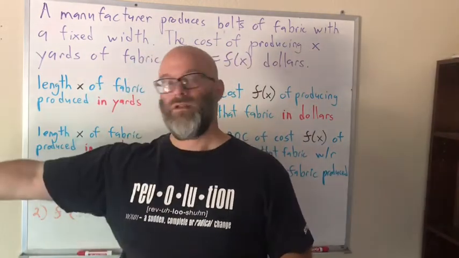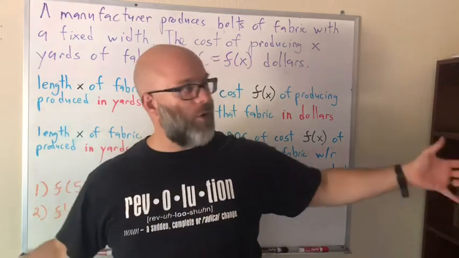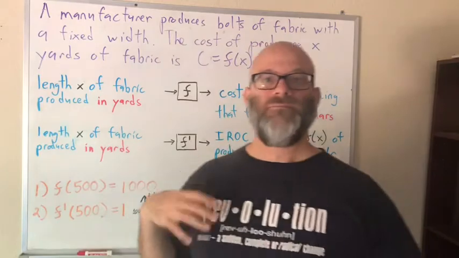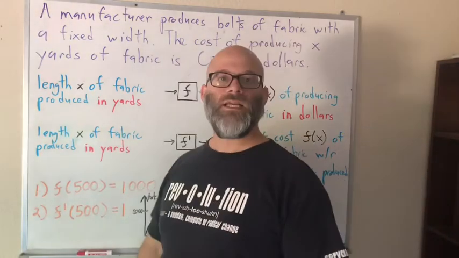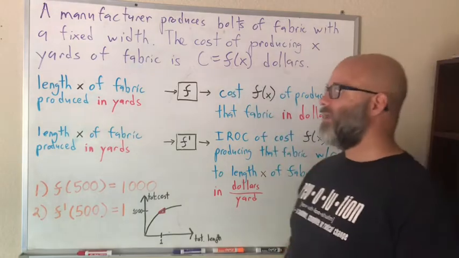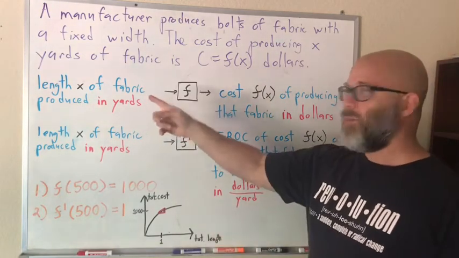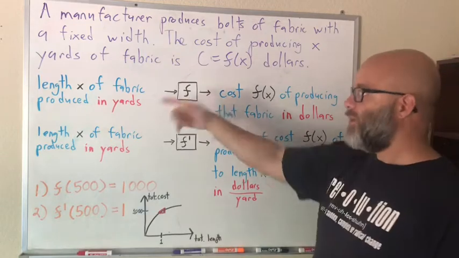Well, that much fabric had a cost to produce it, and the whole bolt had a cost to produce it. So that's what we're talking about here. So the question is, what is this f function? What goes in, what comes out? That's the question you always ask. What's the independent variable meaning, the dependent variable meaning, and the units?